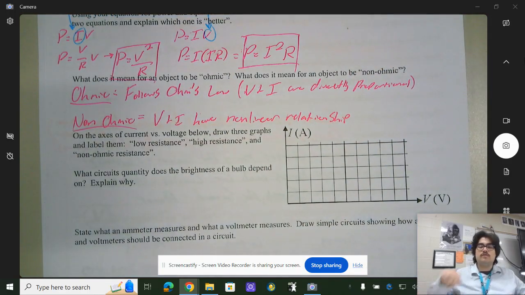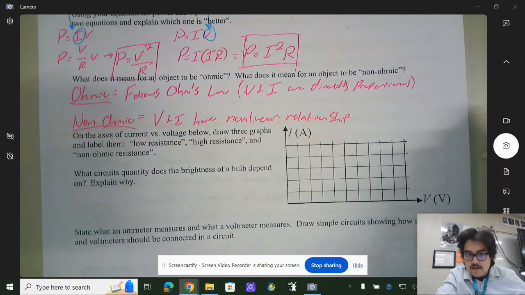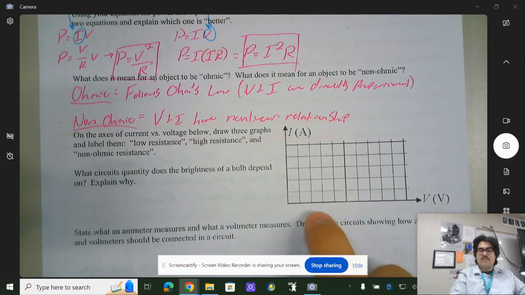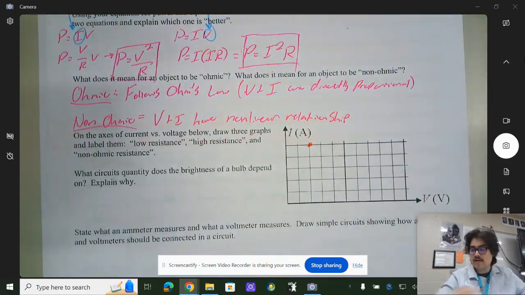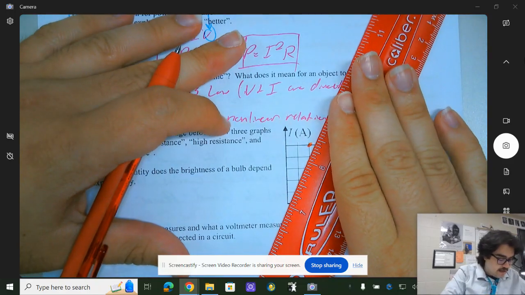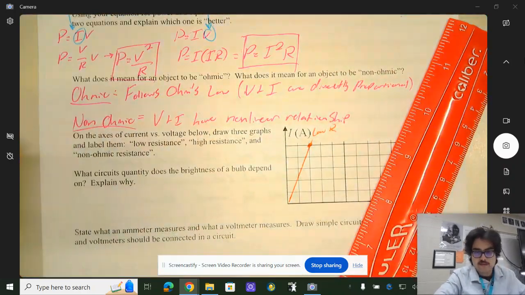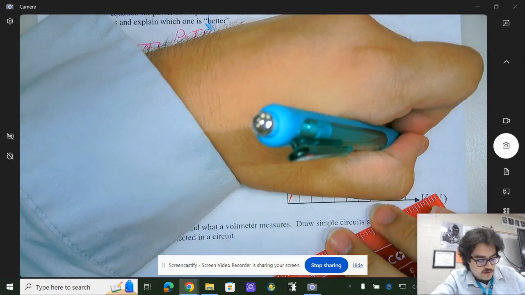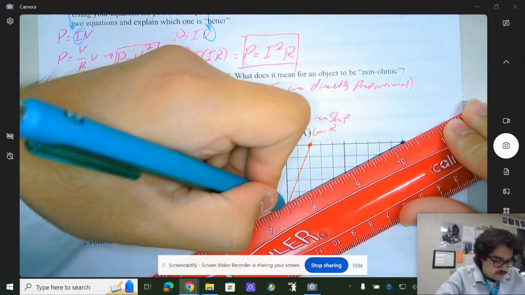Okay. So you'll see that in some cases there are certain resistors that are non-ohmic. They do not obey Ohm's law. And the most popular one is a light bulb. If you were to look at a graph of different resistors, you might see that if you have a low resistance resistor, your graph might look something like this. That's a low resistance. If you have a high resistance resistor, it's probably going to look something like this.